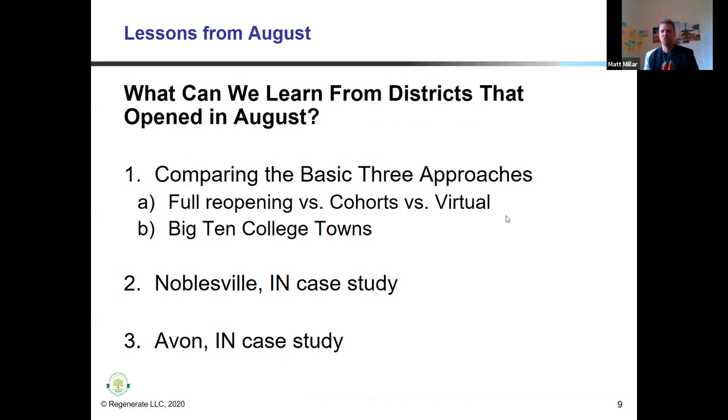Great. So we're going to talk about what we've learned so far from other school districts. There were, like I said, in Indiana, some districts that opened in late July. There were a lot of districts in Arizona, New Mexico, that opened in early August. So we have close to 2 months of data from some of these places. We're also going to do another poll. So we've got two polls. This will be the last poll for the day, two back-to-back here in quick succession.